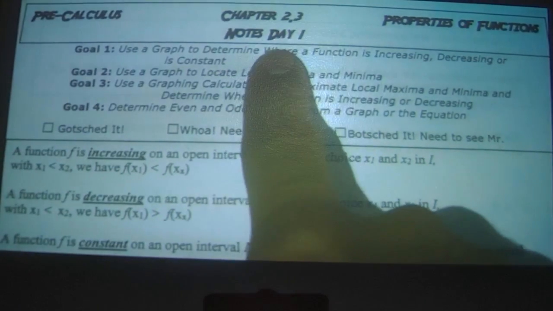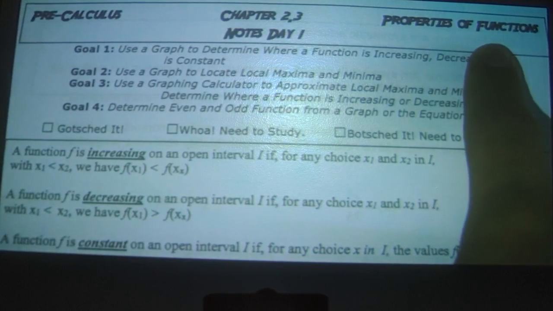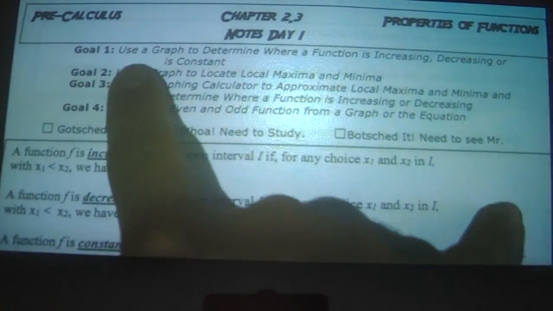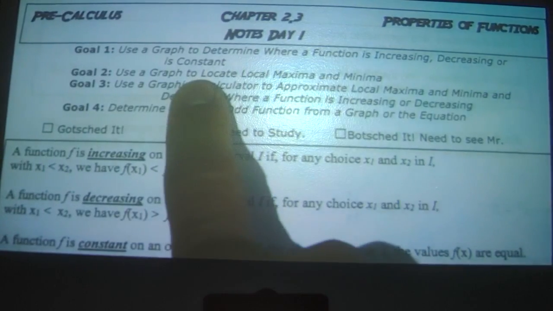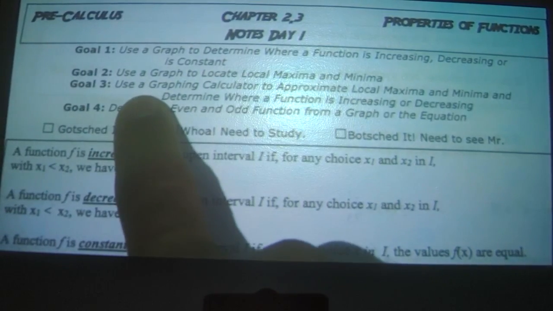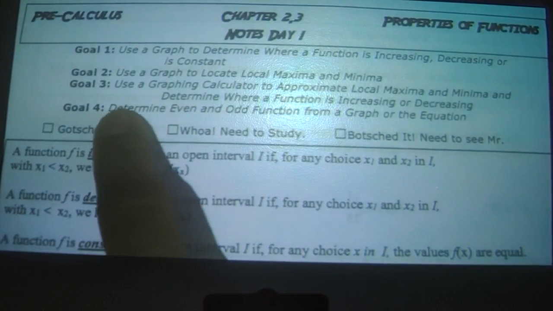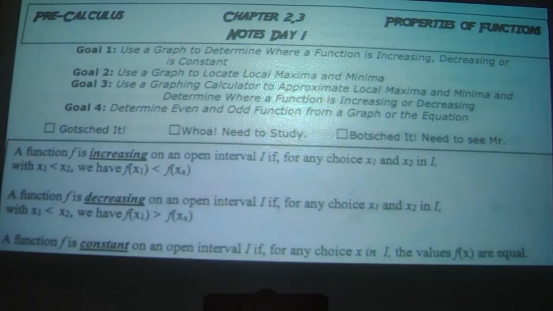So here I got chapter 2-3, day 1, properties of functions. We're going to spend some time on day 2 on Tuesday. Then we'll review on Tuesday and get you ready for the quiz next Thursday. So a week from today is your next assessment. We have goals. Use a graph to determine whether a function is increasing, decreasing, or constant. Use a graph to locate local max and mins. Goal number 3 we're going to do on Tuesday. And today, goal number 4, determine even and odd functions from a graph or equation.